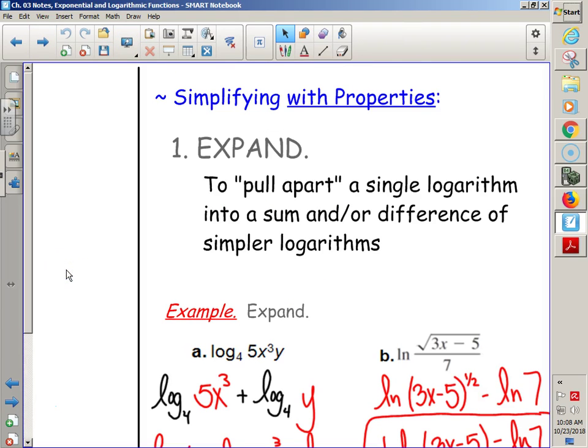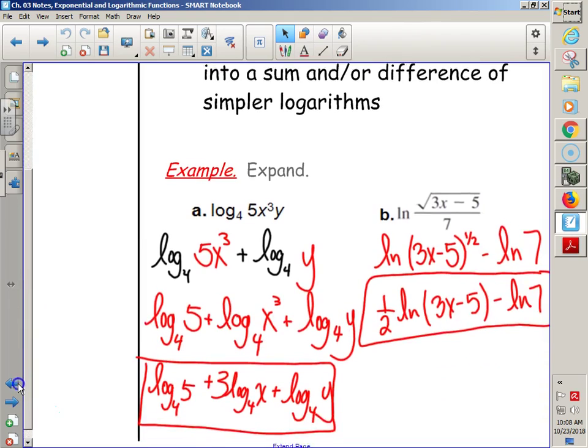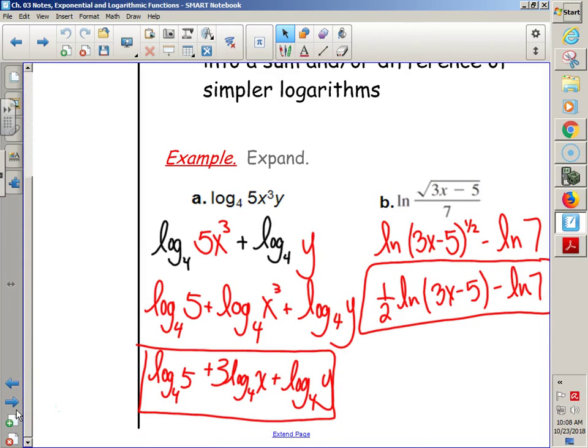The directions say expand. What are you supposed to do? Expand. How? Using the properties. Whenever you see times, we can make it plus. Whenever you see a power, we can power down. Simplify as much as possible. Whenever you see a square root, we think of it as a 1/2 power that can power down. Whenever we see division, we can think of it as expanding to subtraction.